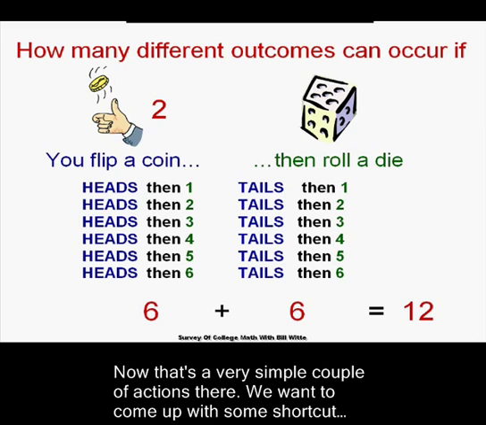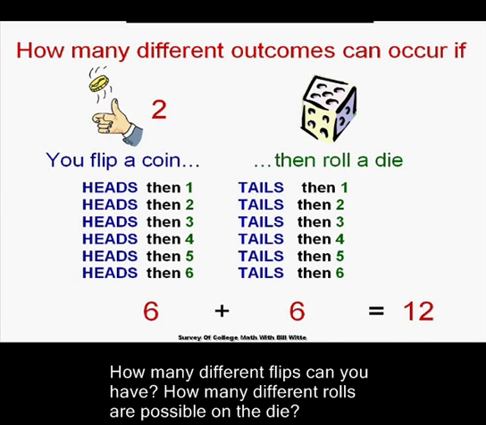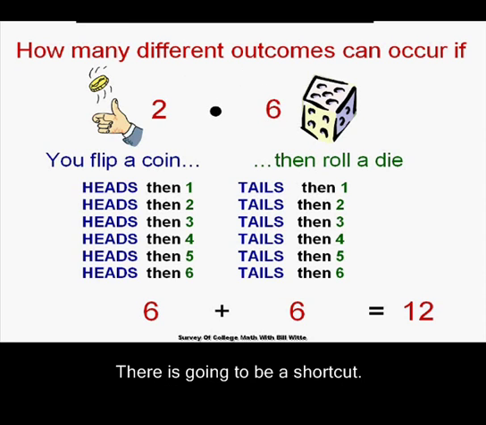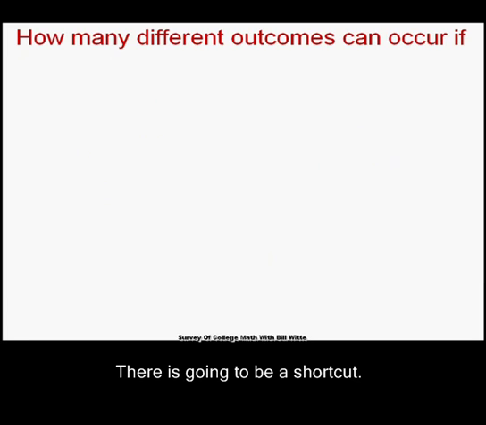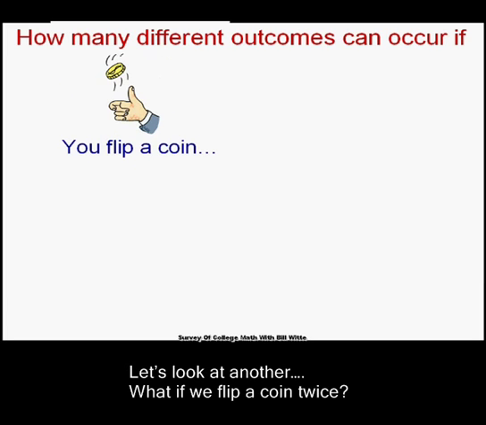Now, are you pondering what I'm pondering? How many different flips can you get on the coin? 2. And how many different rolls on the die? There is going to be a shortcut. Well, let's look at it again.